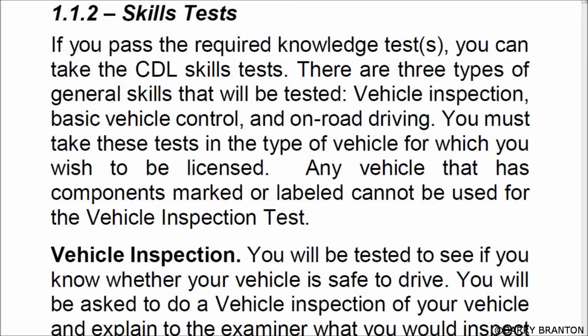1.1.2 Skills Test. If you pass the required knowledge test, you can take the CDL Skills Test. There are three types of general skills that will be tested. 1. Vehicle inspection. 2. Basic vehicle control. And 3. On-road driving. You must take these tests in the type of vehicle for which you wish to be licensed. Any vehicle that has components marked or labeled cannot be used for the vehicle inspection test.